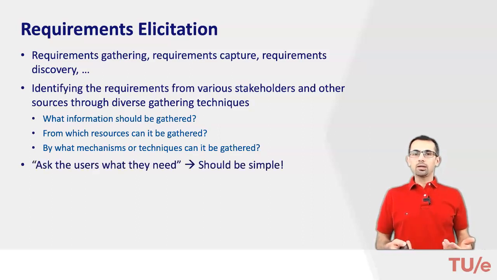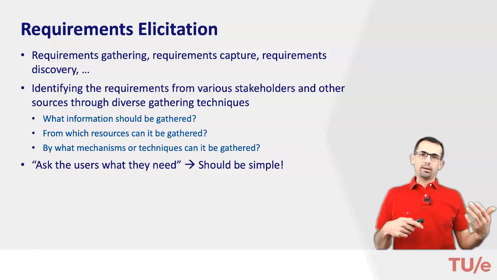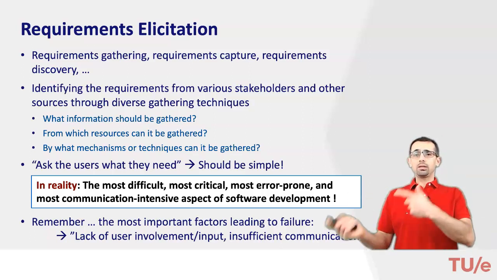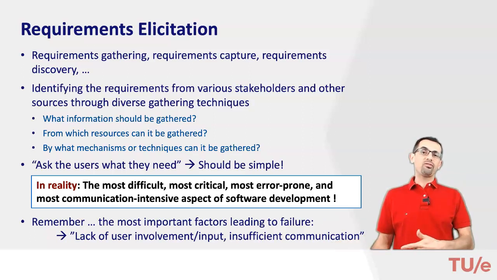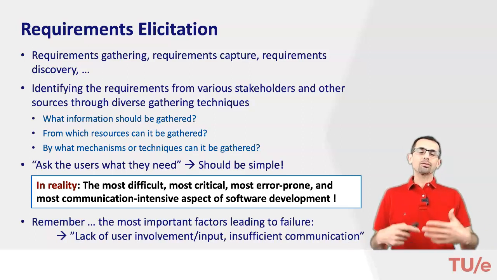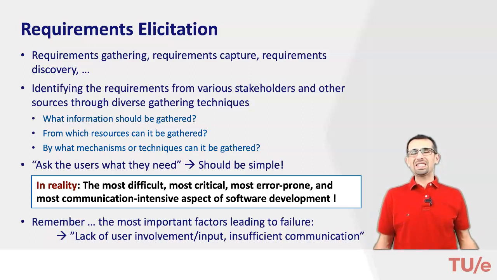Essentially, you can say, hey, ask the user or ask some stakeholders and they would tell you. It should be simple, but as I mentioned, it is the most difficult, most critical, most error-prone, most communication-intensive aspect of any kind of system or software development, IT system development. I would also like to remind you that the most important failure factors are lack of user involvement, lack of user input, lack of stakeholder input, and insufficient collaboration. So this also tells us that we're not very successful at doing that.